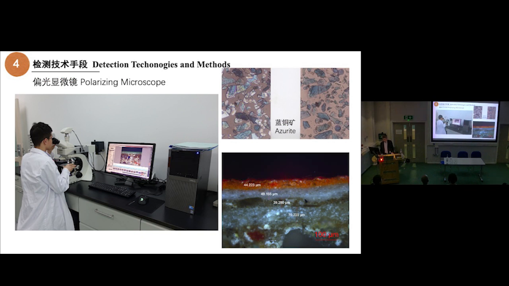So this is our laboratory, which has a polarized microscope. We use this instrument for analyzing cross-sections. So we can find different layers using a cross-section picture, and we can measure the pigment thickness and the plaster thickness. So we can get some results about wall painting technique. So this particle is through the polarized microscope. This is adorned, I think. It has a phenomenon just like this.